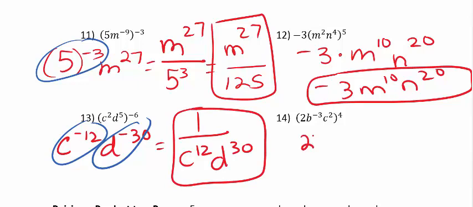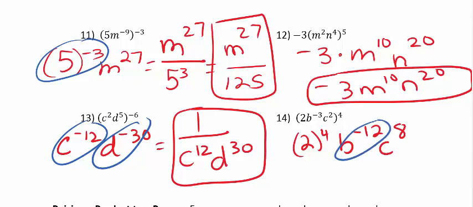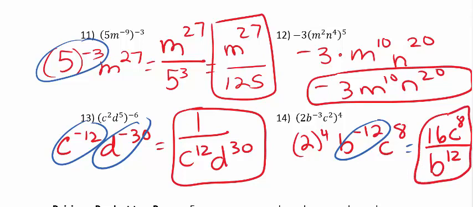We're going to take 2 to the 4th power, then we're going to multiply negative 3 times 4 and get negative 12, and multiply 2 times 4 and get 8. Here is our only negative power, so it's the only one that moves. We can evaluate 2 to the 4th, that's 16. We're going to move b to the negative 12th to the denominator, and it becomes a positive power, and we're going to leave c to the 8th in the numerator.